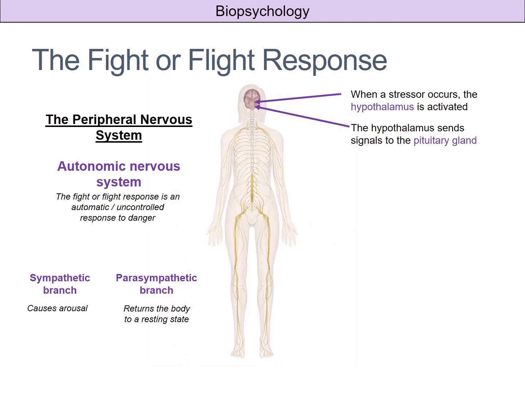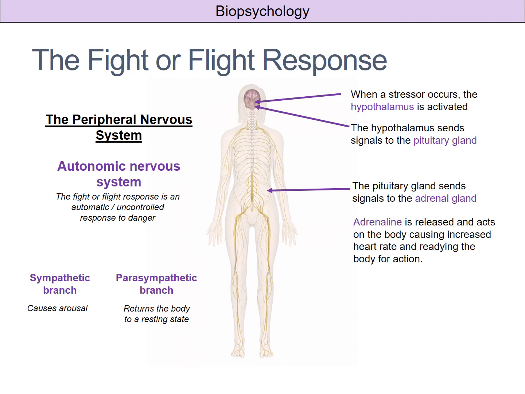Now, the pituitary gland is part of the endocrine system. It's located at the base of the brain, and it's often called the master gland because it's often responsible for controlling the hormonal release within the rest of the body. Now, when the pituitary gland is stimulated, that sends a signal to the adrenal glands, which were the ones sitting on top of our kidneys, and they release adrenaline.